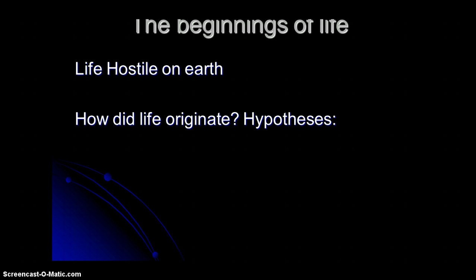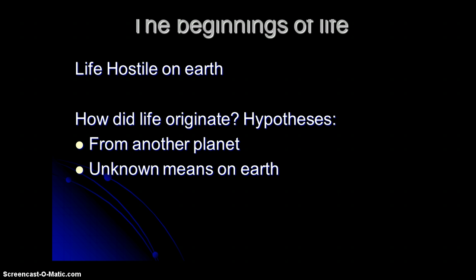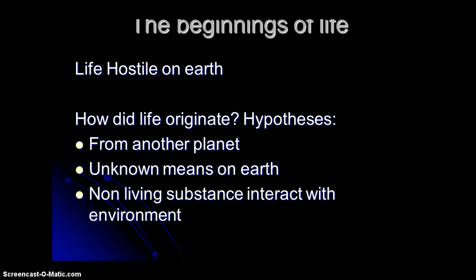So how did life originate? We talked the other day in class about the difference between a hypothesis and a theory. So remember that these are only hypotheses, which are testable explanations. So these are three hypotheses that are being tested. One is that life originated from another planet. It came to us from meteors or asteroids that hit the Earth and have amino acids and other compounds in them. One is unknown. Obviously that's not testable, but that still means that there's research being done to see what else it could be. And then third is that there's a non-living substance that interacted with the environment, and that's what we're going to spend most of our time on.